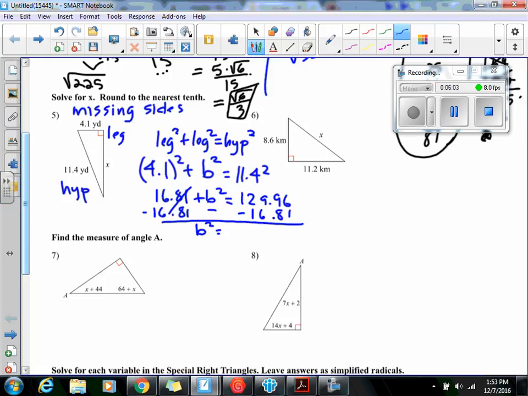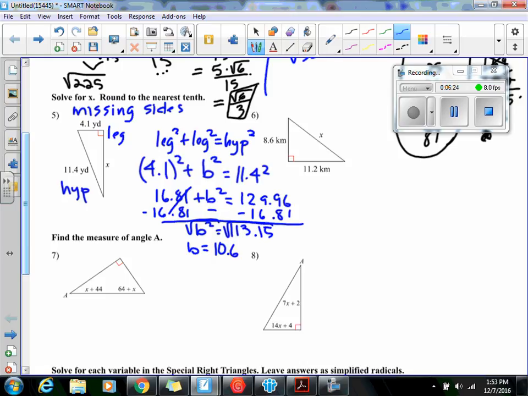Typing it into my calculator, I get 113.15. And then I want to take the square root of both sides because I'm trying to get the b by itself. I need to get rid of the square. And the final answer, I'm going to round to one decimal place, is 10.6.